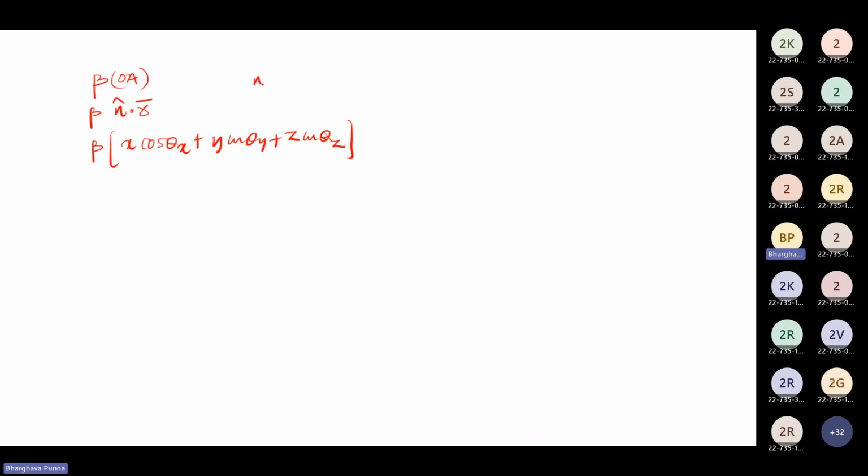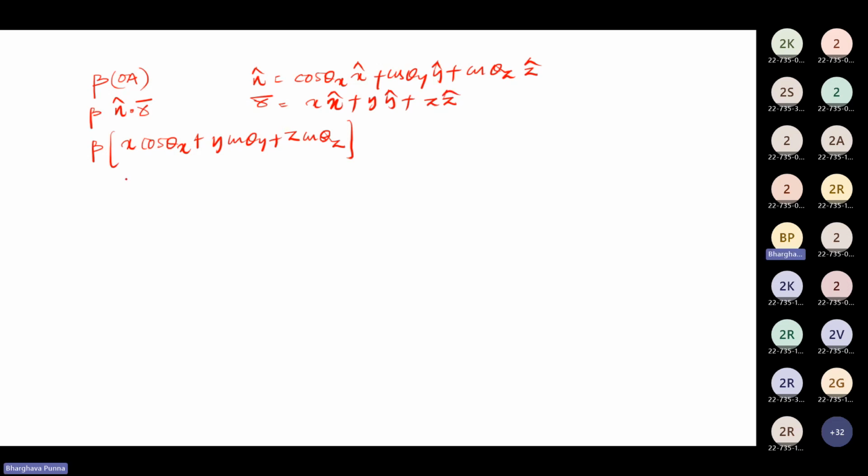For your convenience, I will write n cap once again: cos theta x x cap plus cos theta y y cap plus cos theta z z cap. And what is r bar? R bar is the general vector x x cap plus y y cap plus z z cap. Like this we can write.